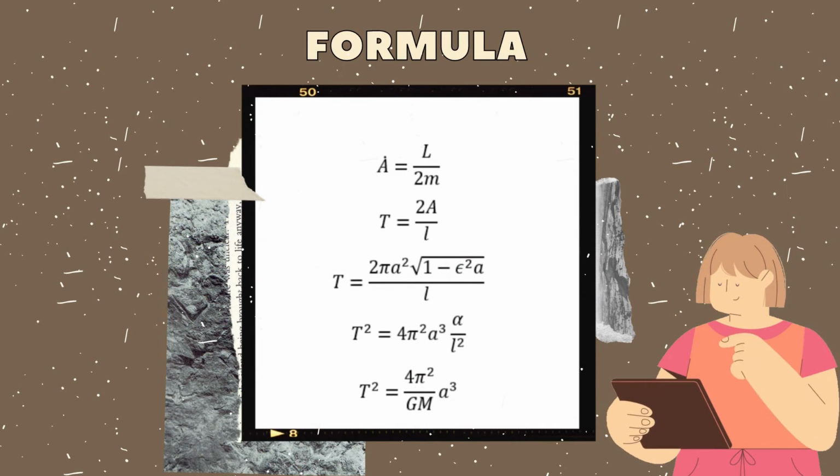You must remember that A is the area of an ellipse. So A equal to pi ab, and we can substitute it into the A in the previous equation. b also can be substituted into the square root of 1 minus epsilon squared, times a. So when we replace it, the equation will become T equal to 2 pi a square root of 1 minus epsilon squared a over L. And we can square both sides and do the mathematical operation. The equation will become T squared equal to 4 pi squared a cubed alpha over L squared. And we can derive it again, and the equation will become T squared equal to 4 pi squared over GM a cubed.